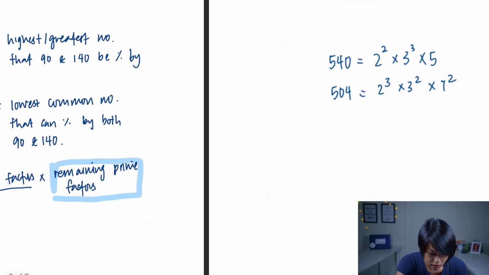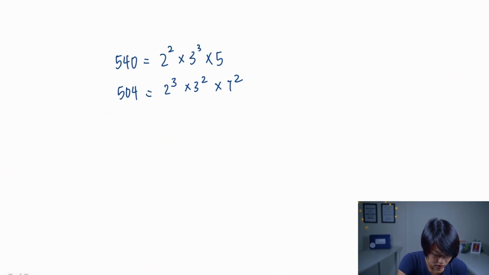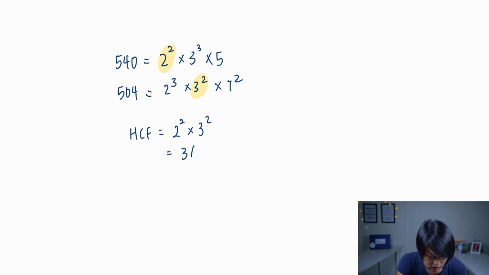We're going to try another example. Let's do the HCF tree. To find the HCF, remember to take the common prime factors. Between 2 square and 2 cube, I'll take 2 square. Between 3 cube and 3 square, I'll take 3 square. Between 5 and 7 square, because it's not common, you won't take any of the values out. So my highest common factor is 2 square times 3 square, which gives you 36.